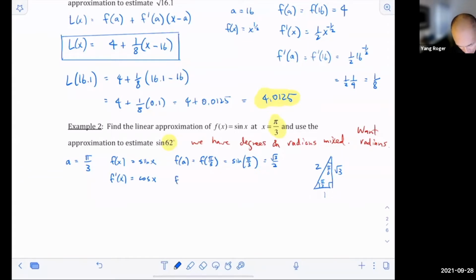Let's calculate f prime of a. That's the same thing as f prime of pi over 3, which is cosine of pi over 3. I hope you guys studied the unit circle. You know the rad 3 over 2 and the 1/2 always come in pairs. So if that one's rad 3 over 2, this one is 1/2.